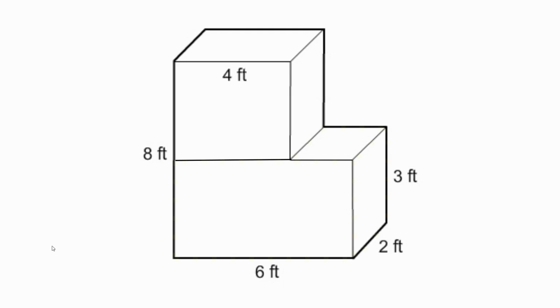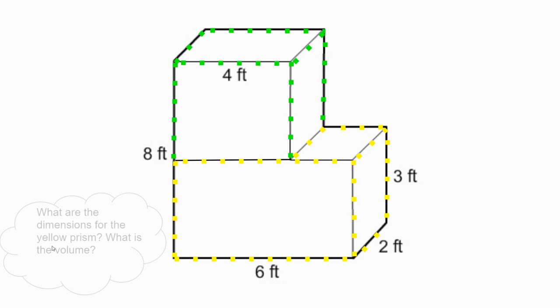And now we have two prisms, and let me use some color here to show them to you. We have a yellow one on the bottom, and we'll make the top one green. At this point, now that we've split them, it's the same thing as before. We need to find the volume of each one and add them together. So we'll start with the yellow one first. What are the dimensions for the yellow prism?